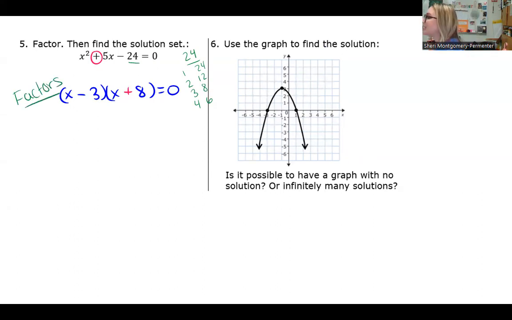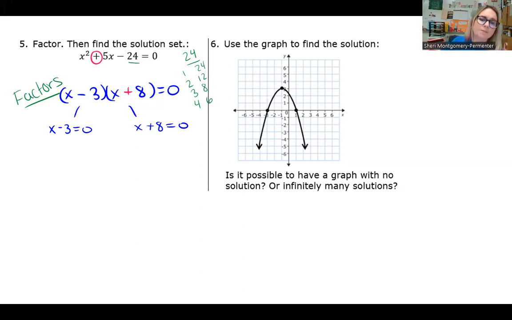From factors, can I easily find solutions? If I give you factors, you should be able to easily give me solutions, right? So to find solutions, you can set each one of these equal to 0. So x minus 3 equals 0, and then x plus 8 equals 0. Are those ones that we could do in our head? Yeah, we can do those in our head. The other ones, the ones that become fractions, don't do those in your head. Don't. You'll make a mistake.